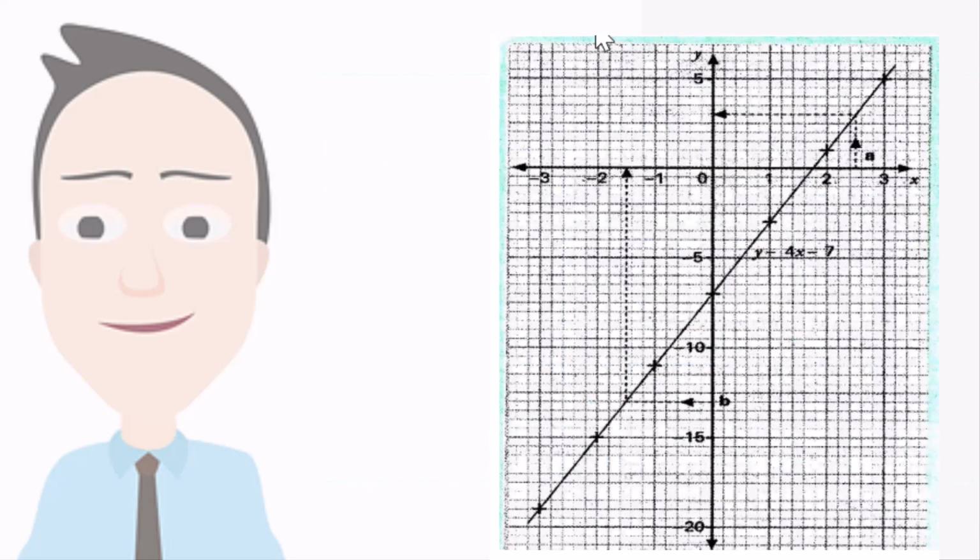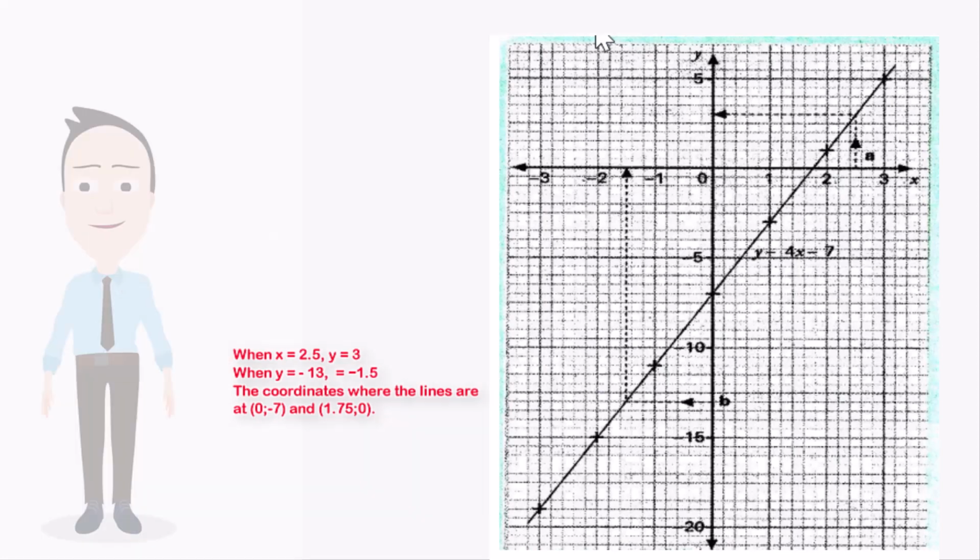The plotted graph on your screen is the result from our example. You can check yours to compare the results. From the graph, we can see that when x is equal to 2.5, y is equal to 3. And when y is equal to minus 13, x is equal to minus 1.5. The coordinates where the line cuts the axes are (0, minus 7) and (1.5, 0).